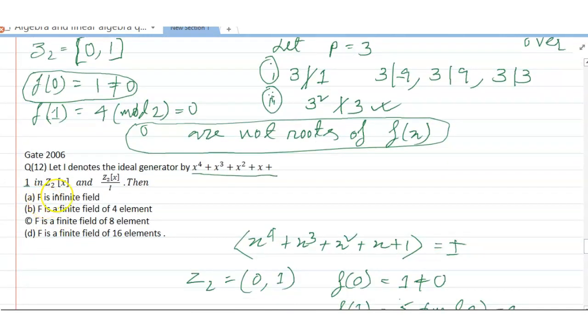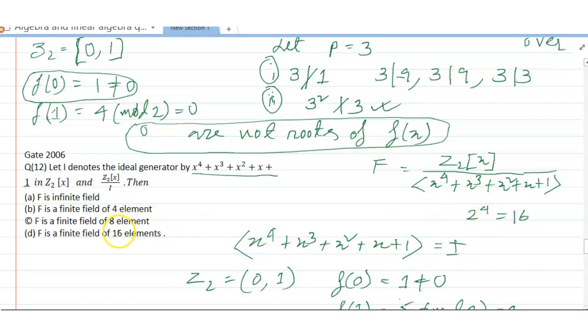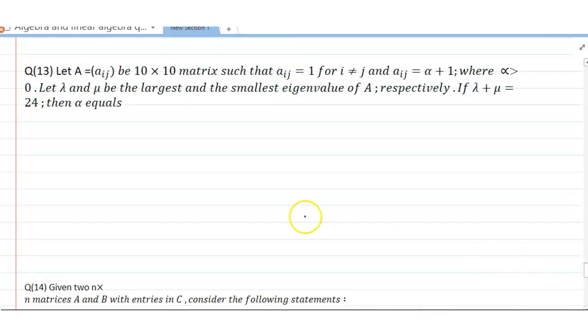So the f value is z2x divided by root of x to the power 4 plus x cube plus x square plus x plus 1. So the field is 2 to the power 4 equals 16. So f is a finite field with 16 elements. This is correct. The next problem is very interesting, friends.